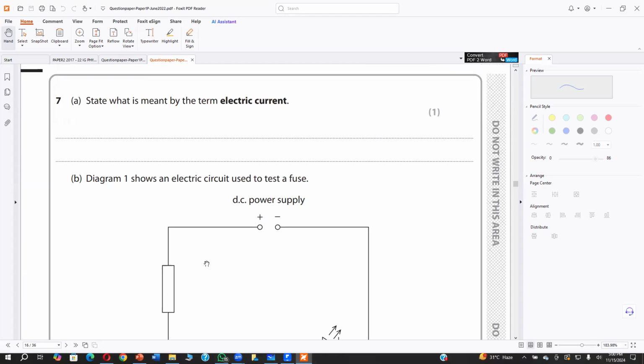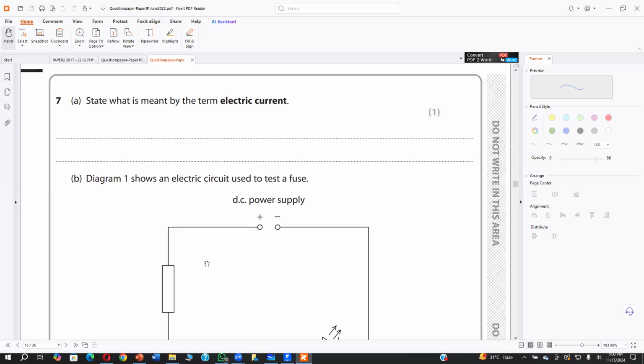Now look at this question. This is question number 7, June 2022. These types of questions are there in the double award syllabus. And you said you people are appearing for triple award, right? Yeah.